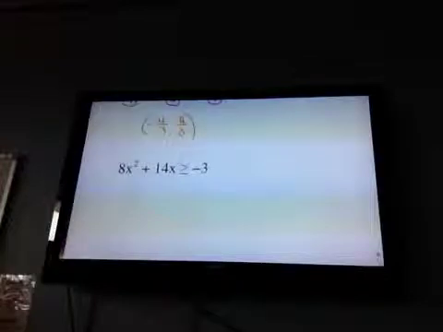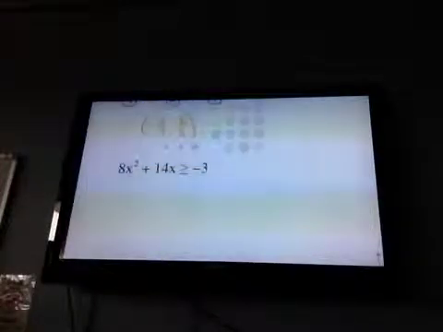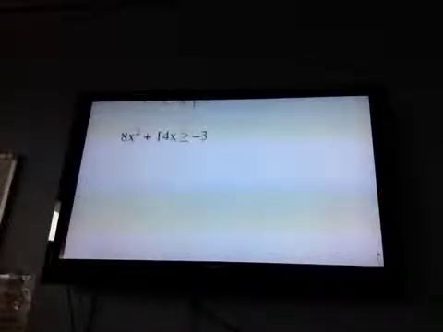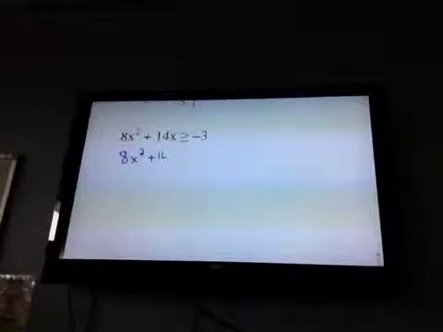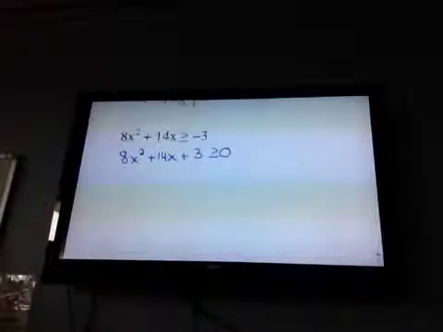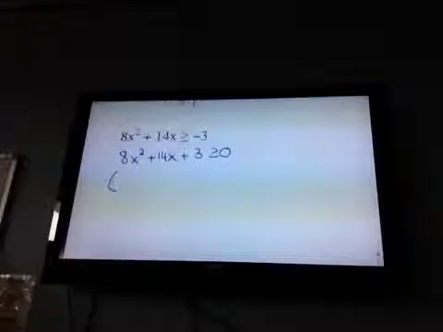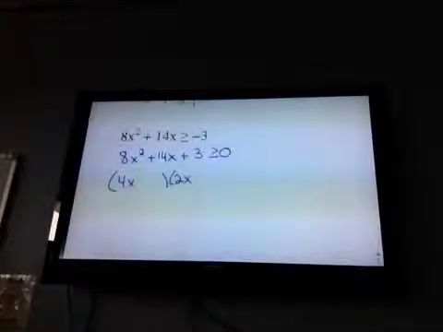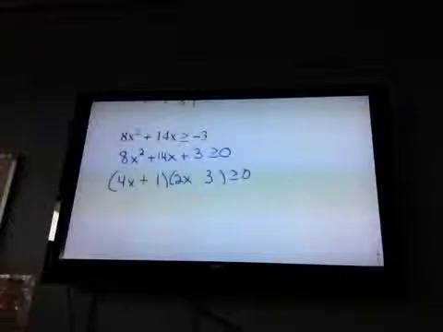Okay, next example. Not equal to 0, so we need to move that 3 over. So add it. And then we factor. I'm going to go with 4 and 2. I don't know if that's right, but I'll find out here in a second. It works. 3 and 1, 12 and 2 is 14.